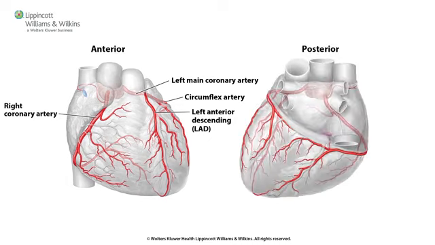Then the other big branch off the left main is the circumflex artery, which makes a hard left and wraps around the heart to supply the lateral wall of the left ventricle. So occlusion of the circumflex artery will cause a lateral wall MI. Then the main branch of the RCA to know about is the posterior descending artery, or the PDA. The posterior descending artery goes down the back of the heart. It descends posteriorly, and it supplies the inferior wall of the left ventricle. So if the PDA is occluded, that's an inferior wall MI.